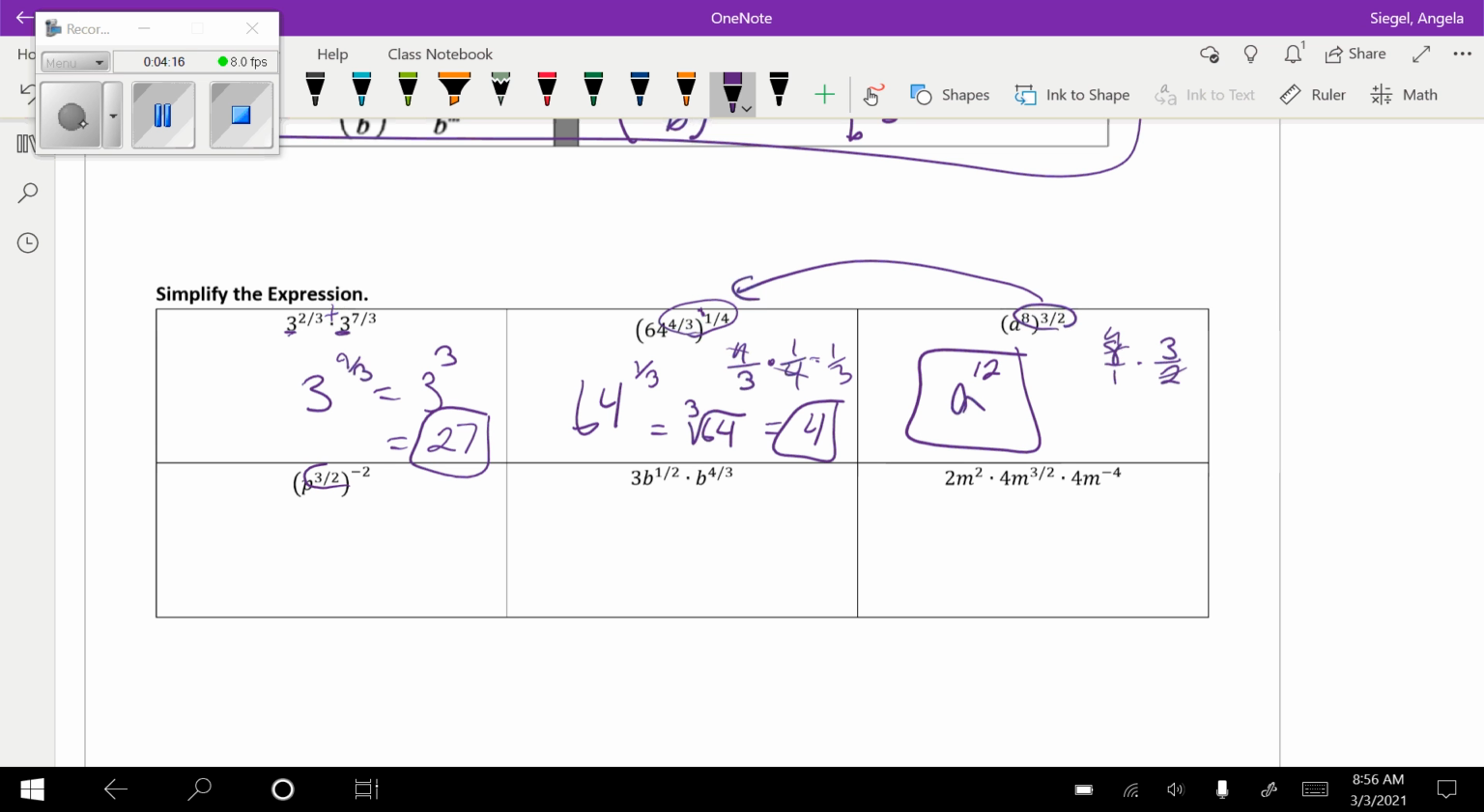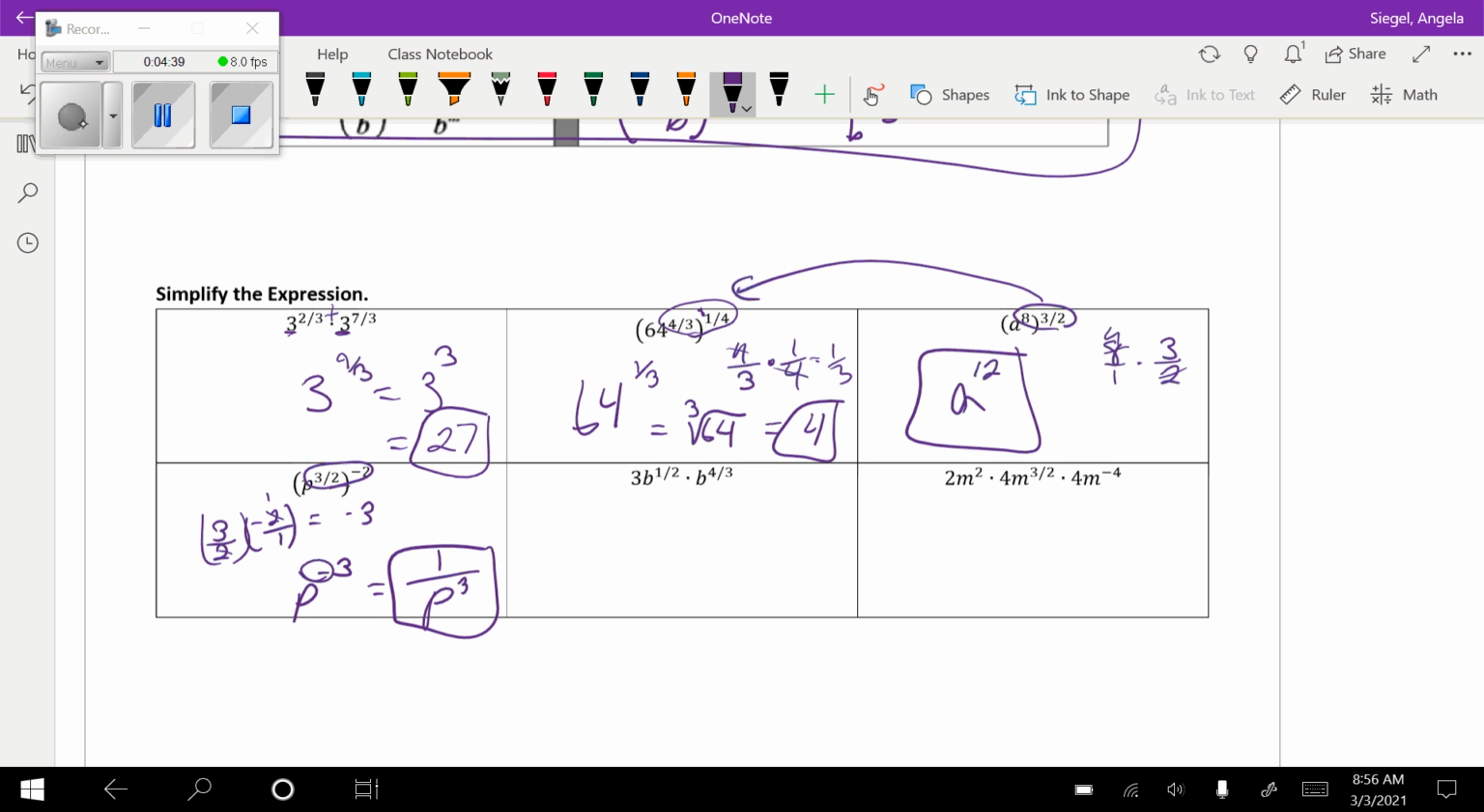Again, same rule. So we have 3/2 times -2. I'll call it -2 over 1. So I have -3, so I have p to the -3 power. This brings in that negative exponent rule, so this is the same thing as 1 over p to the 3rd.